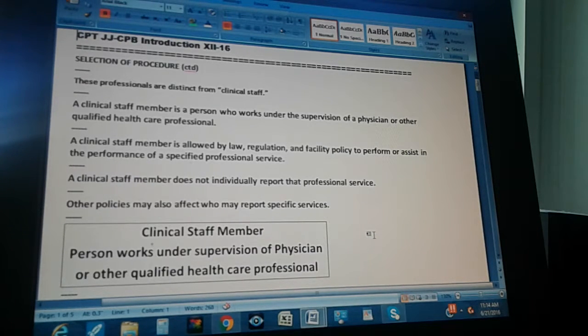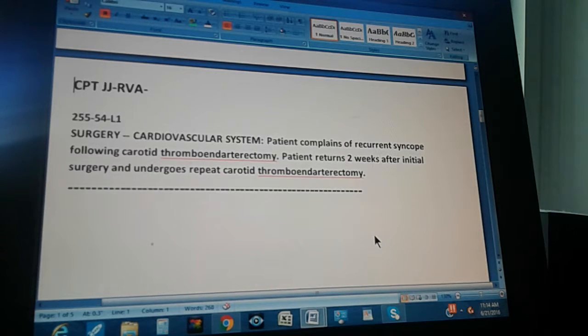So now we're going to do a problem. Ready, set, go. CPT book, page 255, exercise 54. This is a level 1 exercise and reads like this. Surgery, cardiovascular system. Patient complains of recurrent syncope following carotid thromboendarterectomy. Patient returns 2 weeks after initial surgery and undergoes repeat carotid thromboendarterectomy.